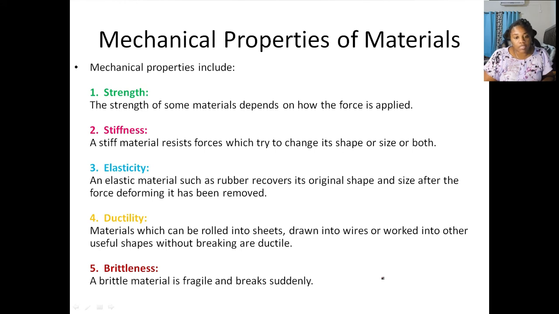Elasticity. An elastic material such as rubber recovers its original shape and size after the force deforming it has been removed. Ductility. Materials which can be rolled into sheets, drawn into wires, or worked into other useful shapes without breaking are ductile. Brittleness. A brittle material is fragile and breaks suddenly. So we need to know all of these properties of metals before we use them. Understood?